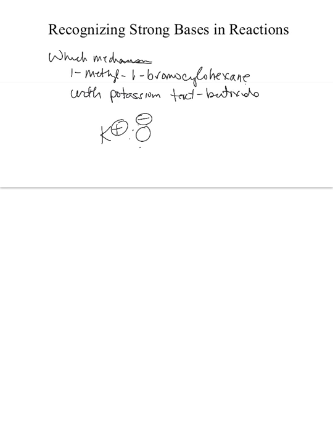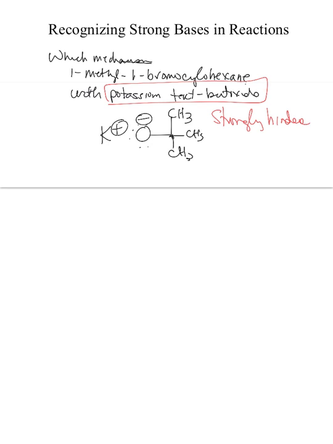Oxygen minus, and this is your tert butyl group. So this is potassium tert butoxide. You've got to recognize that it is a strongly hindered base. You have to memorize that and see that. Now that means we've got to see what our substrate is.